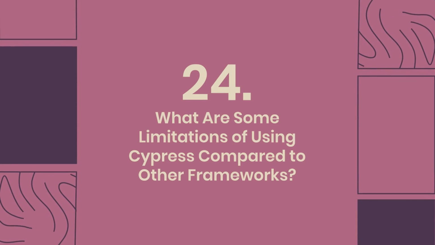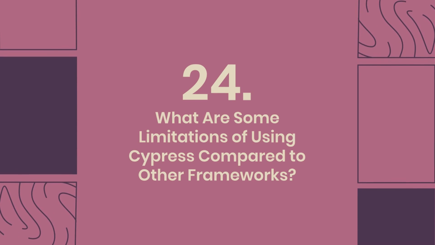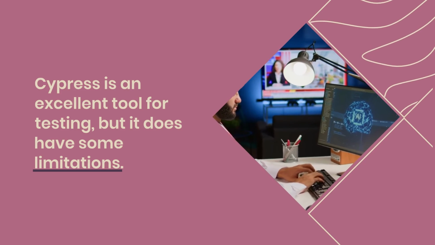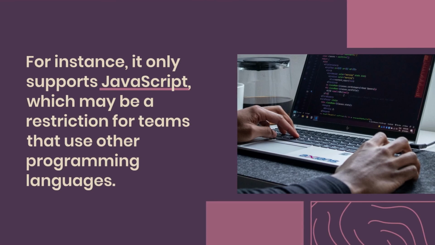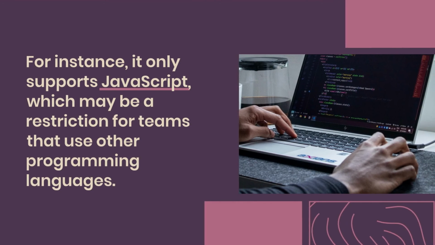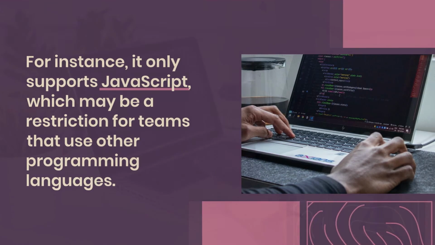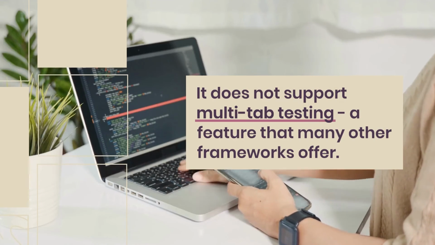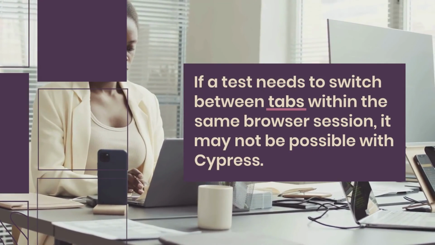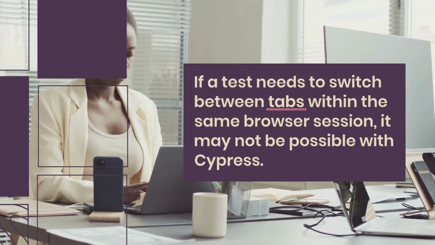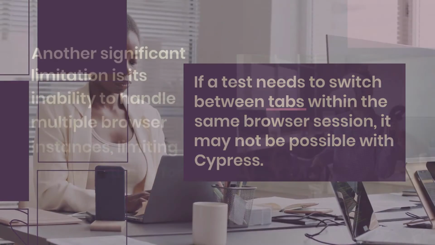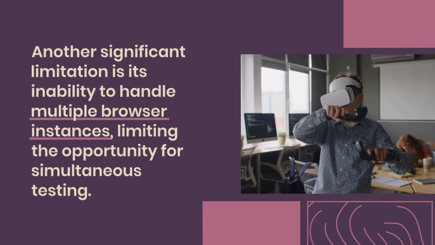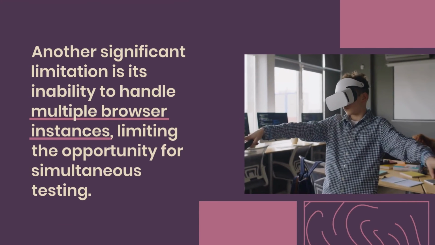24. What are some limitations of using Cypress compared to other frameworks? Cypress is an excellent tool for testing, but it does have some limitations. For instance, it only supports JavaScript, which may be a restriction for teams that use other programming languages. It does not support multi-tab testing, a feature that many other frameworks offer. If a test needs to switch between tabs within the same browser session, it may not be possible with Cypress. Another significant limitation is its inability to handle multiple browser instances, limiting the opportunity for simultaneous testing.